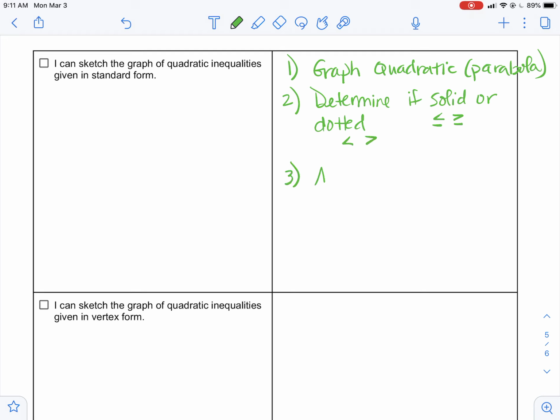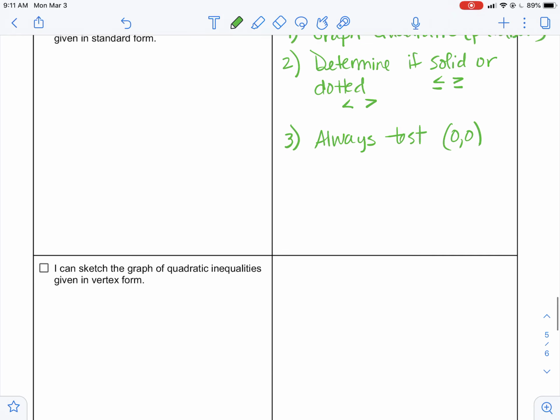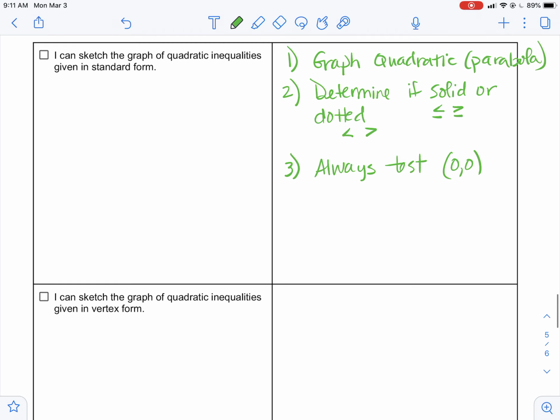And then 3, always test 0, 0. Okay, always test your 0, 0. Okay, and that doesn't matter whether it's in standard form or vertex form. So you're going to do just what we did above, just add in 2 steps.